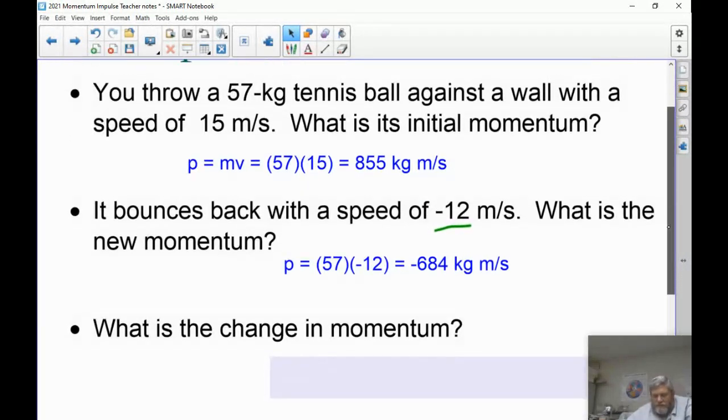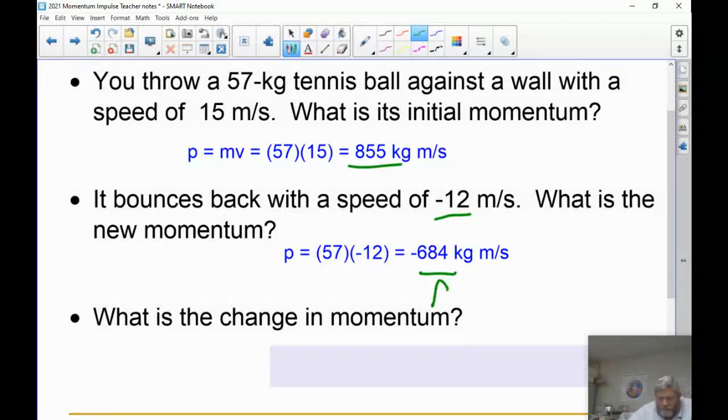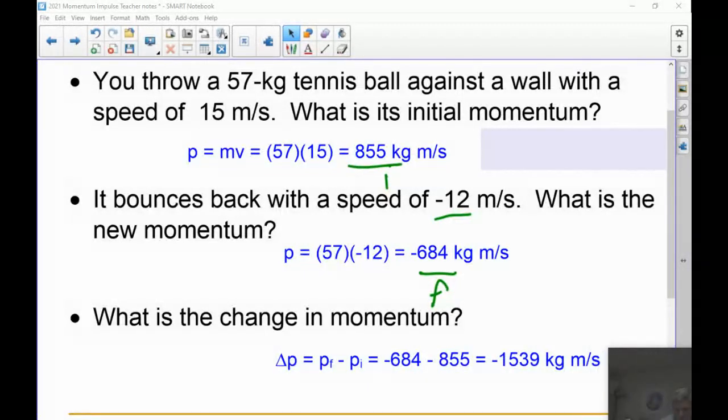So the change of momentum is just going to be the difference between these two: final minus initial. So that's going to be negative 684 minus 855, or negative 1,539 kilogram meters per second.